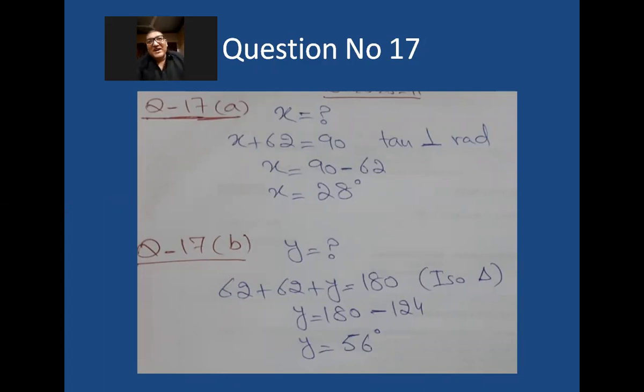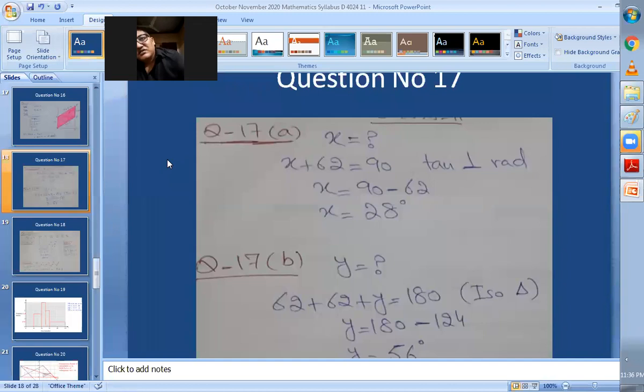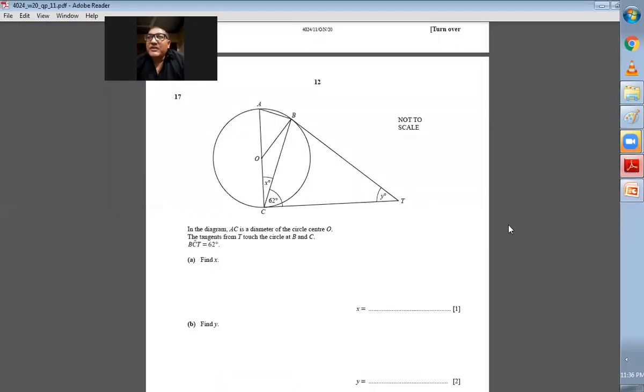In the case of y, both the tangents are equal in length, so they are making an isosceles triangle. So 62 and 62 plus y will be equal to 180, as it is an isosceles triangle. So y will be equal to 180 minus 124, and y will be equal to 56. So I hope you have understood. This is a very simple question on circle properties. Okay, so let's move to the next part.